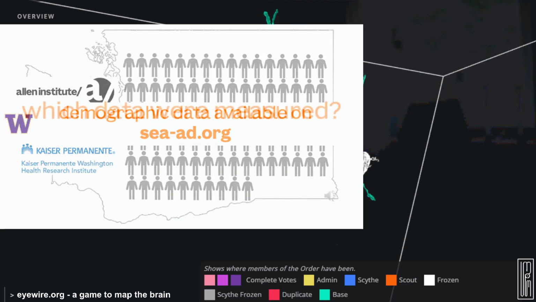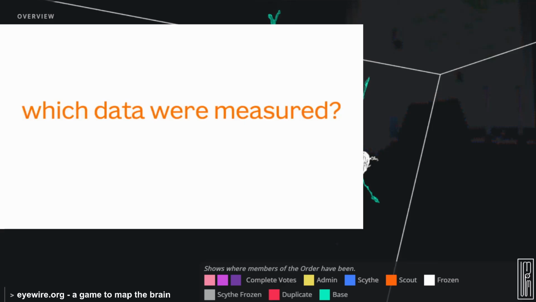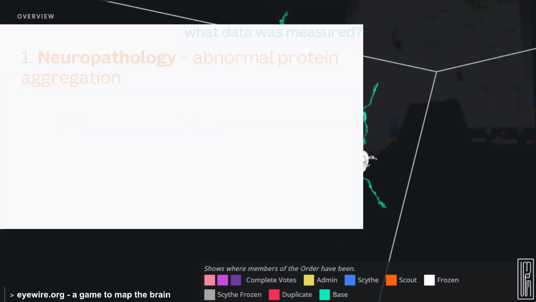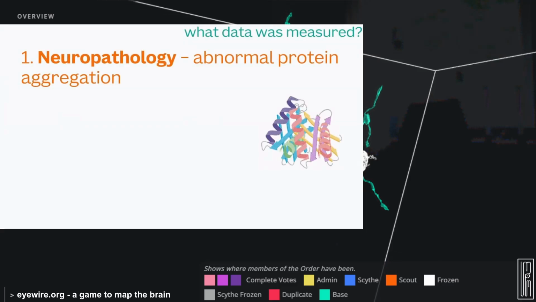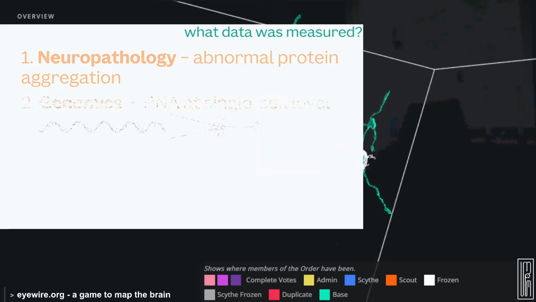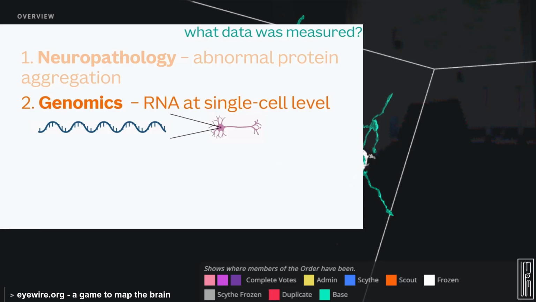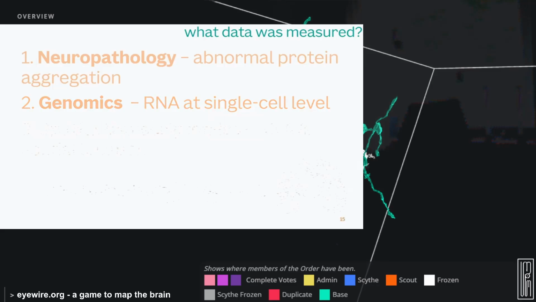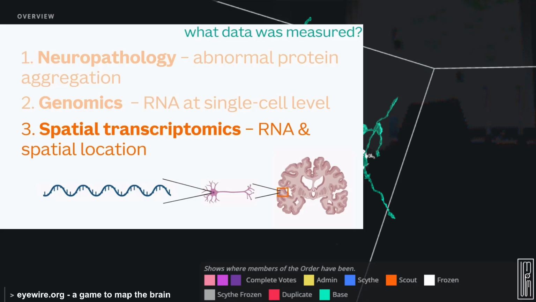Then researchers measured three types of data from these donated brains. In neuropathology, they looked at abnormal protein aggregation. With genomics, they measured RNA at the single cell level. With spatial transcriptomics, they measured RNA of individual cells and their spatial locations within the brain. We will briefly go through each of these measurements.